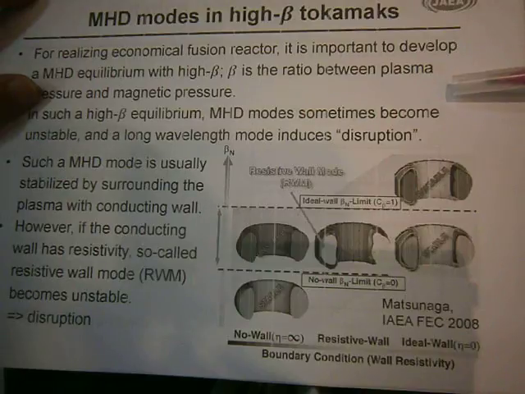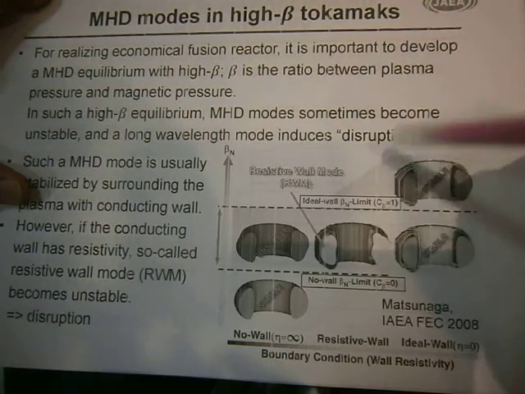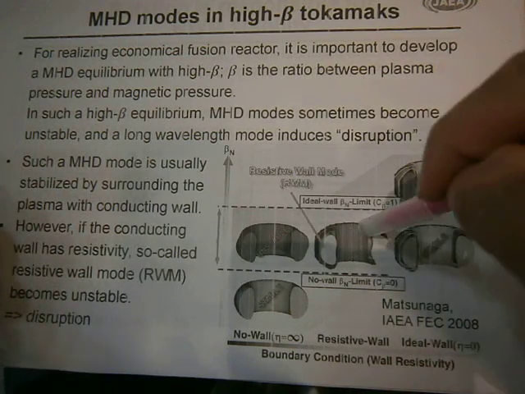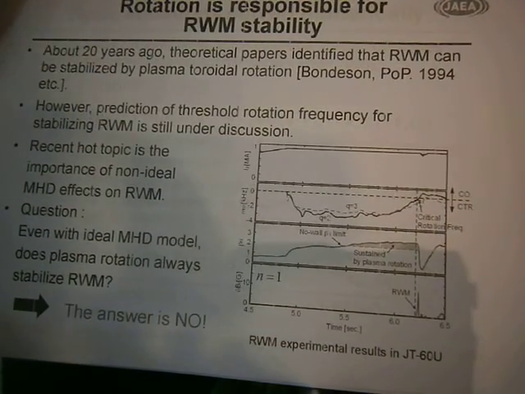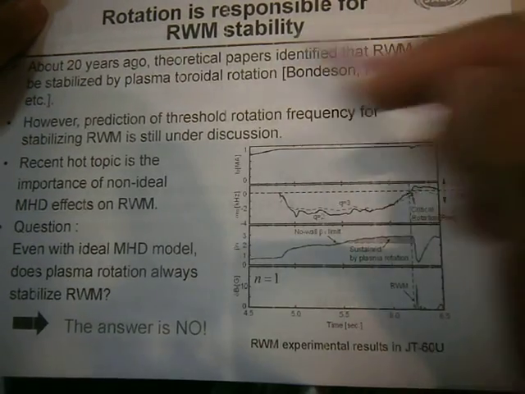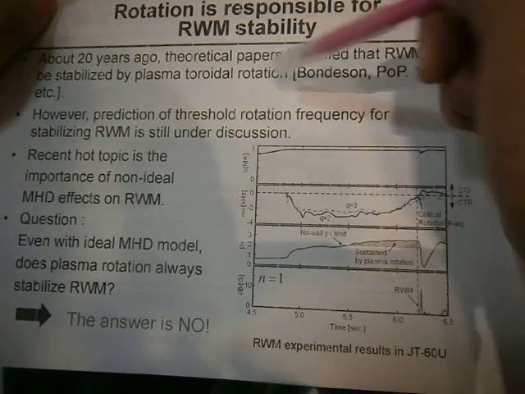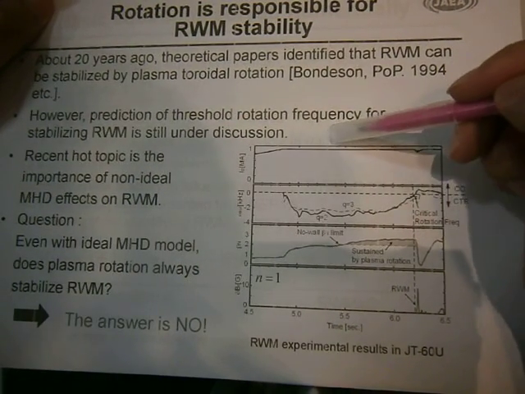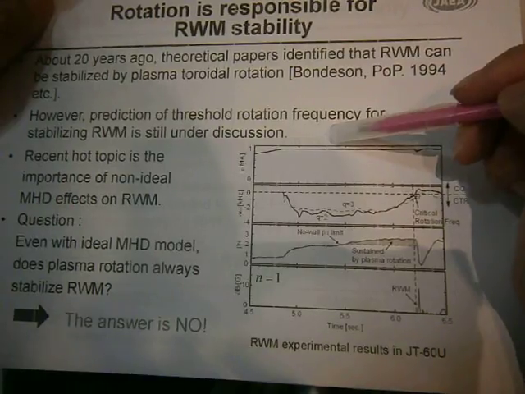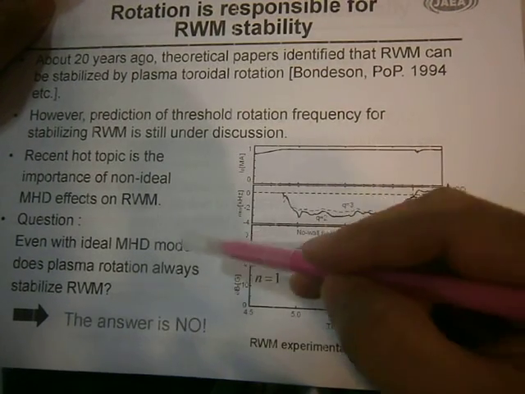Such an MHD mode is usually stabilized by surrounding the plasma with a conducting wall; however, it connects with the resistive wall mode, and rotation is a restriction from the RWM separator. About 20 years ago, a theoretical paper identified that the RWM can be stabilized by plasma rotation, but the projection of the threshold rotation frequency is still under discussion. Recently, a hot topic is the importance of non-ideal effects of the RWM.